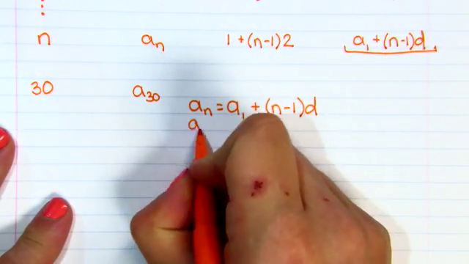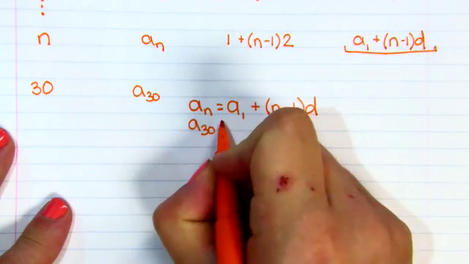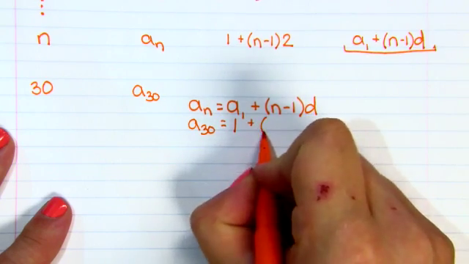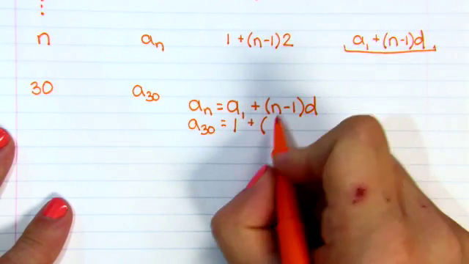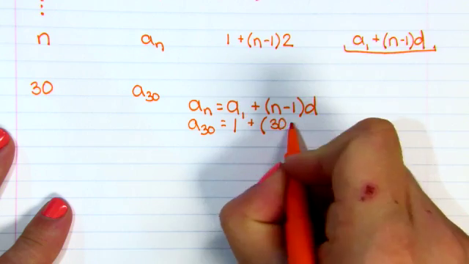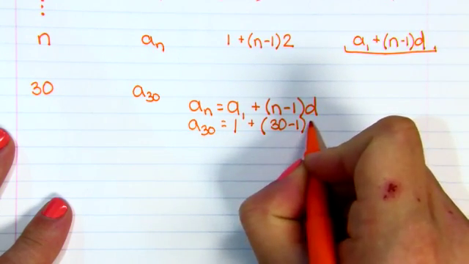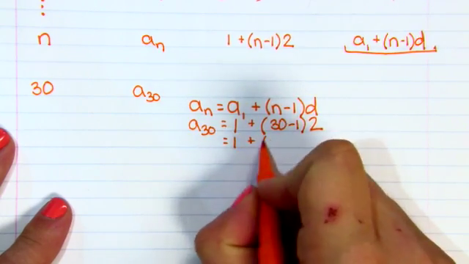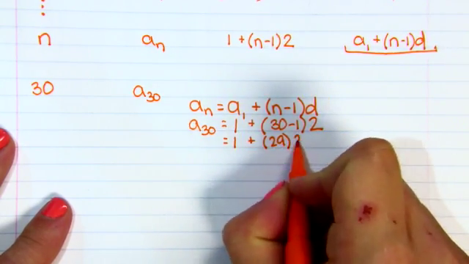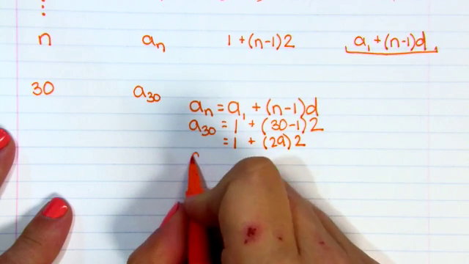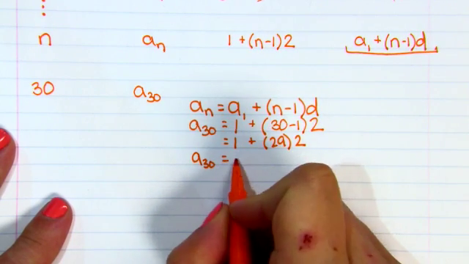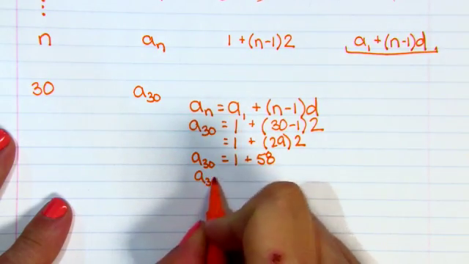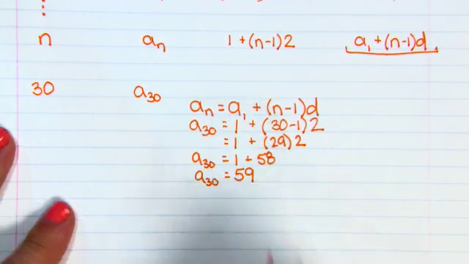I want the 30th term, so I'm going to put in a sub 30. That's going to equal my first term, which was 1, plus my position number minus 1. So 30 minus 1 times my common difference, which was 2. Or this would be 29 times 2. So my 30th term is going to be 1 plus 58, or my 30th term will be 59.